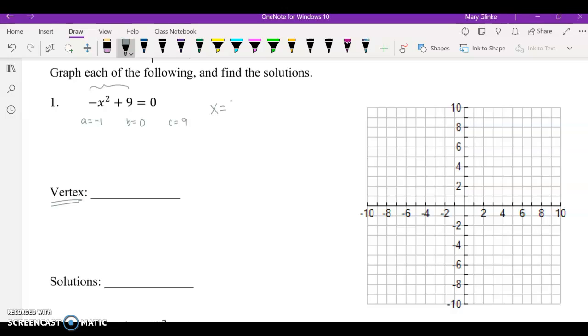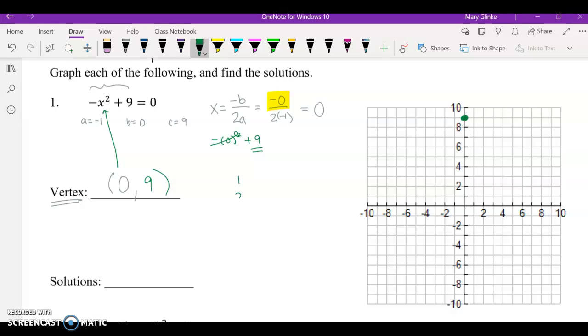To find my vertex, I'm going to do negative b divided by 2a, which in this case is negative 0 divided by 2 times negative 1. So anytime that your b value is 0, that means the x-coordinate of your vertex is going to end up being 0. Because 0 divided by anything is still 0. Once you know your x value, you're going to plug in 0 for x. So you're going to do negative 0 squared plus 9. So your y value here is just going to be 9. So we can graph our vertex of 0, 9.